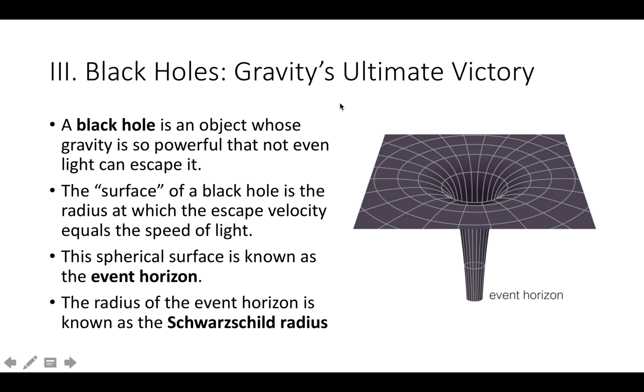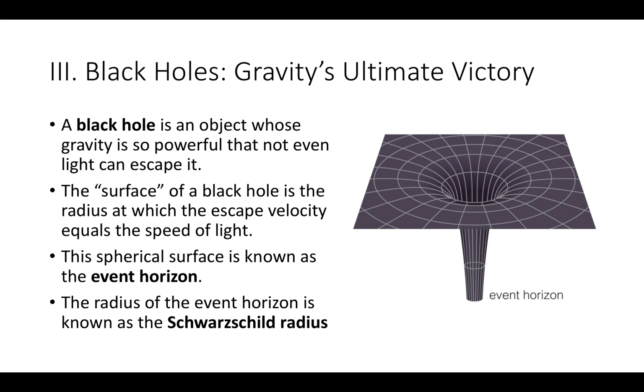Okay, moving on to black holes. A black hole is an object where gravity is so great that not even light can escape it, hence the name. The surface of it is the radius at which the escape velocity equals the speed of light. For an object like a planet to escape, it has to overcome gravitational forces, so we call this the escape velocity. The spherical surface you see here is called the event horizon. I believe Netflix has a movie called Event Horizon, and it's probably got to do with black holes. The radius of this event horizon is called the Schwarzschild radius.